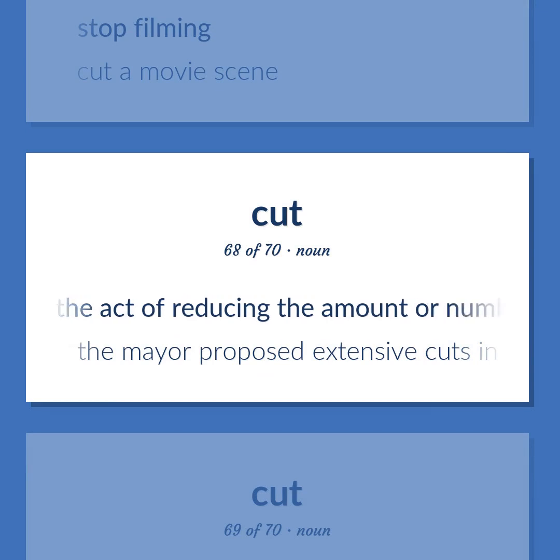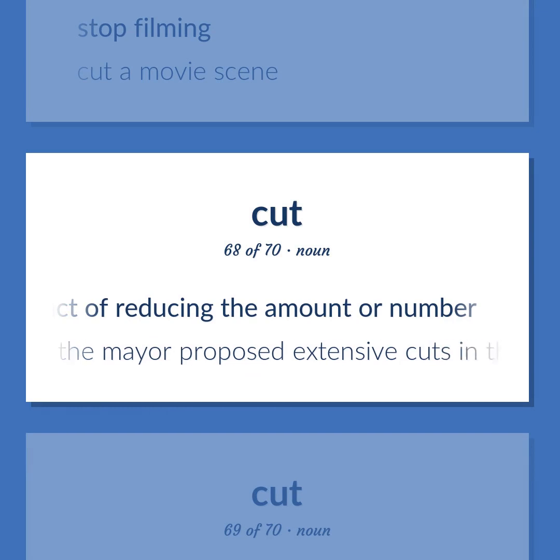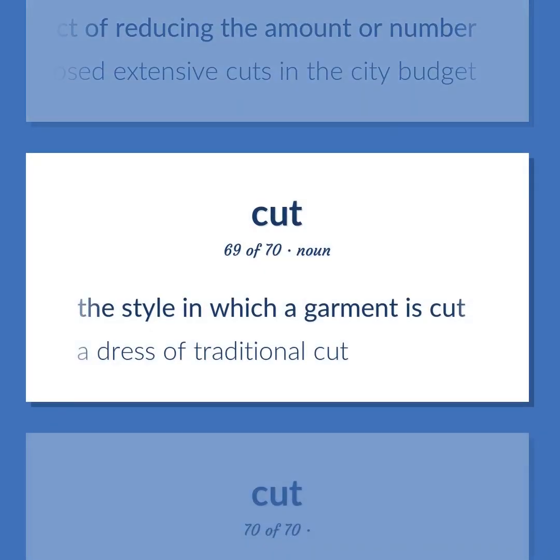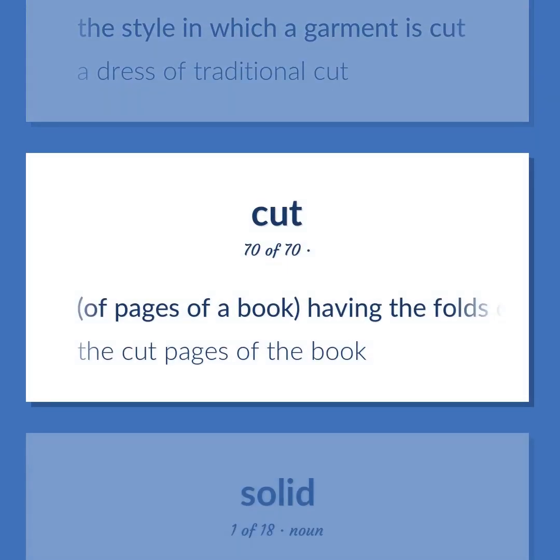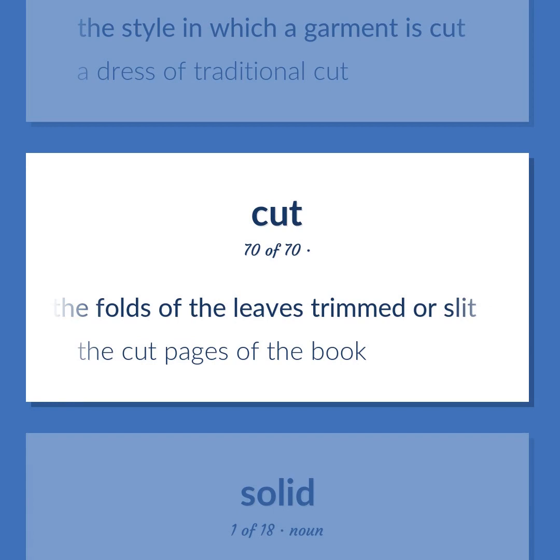The act of reducing the amount or number. The mayor proposed extensive cuts in the city budget. The style in which a garment is cut. A dress of traditional cut. Of pages of a book, having the folds of the leaves trimmed or slit. The cut pages of the book.